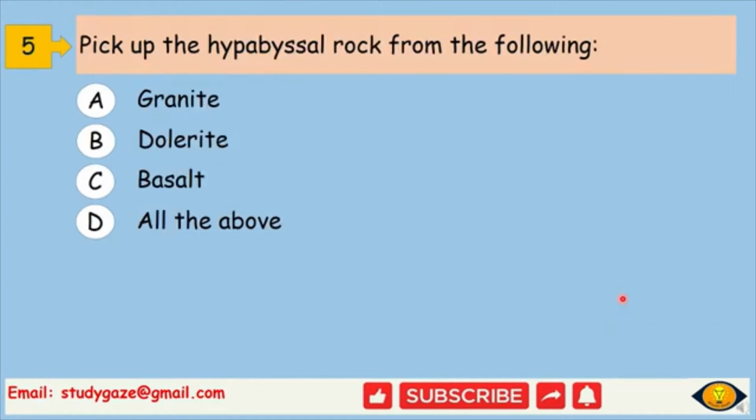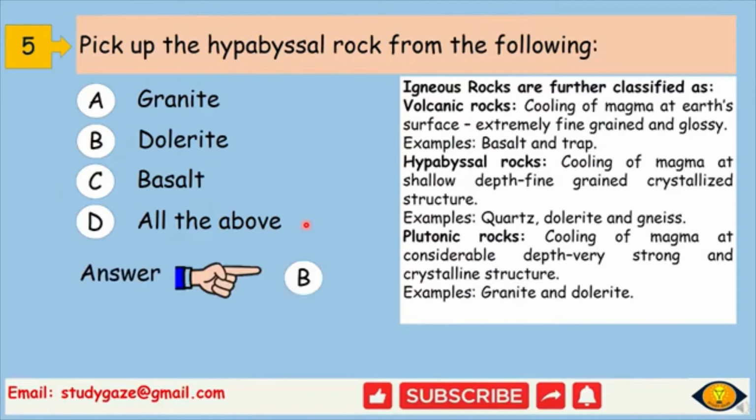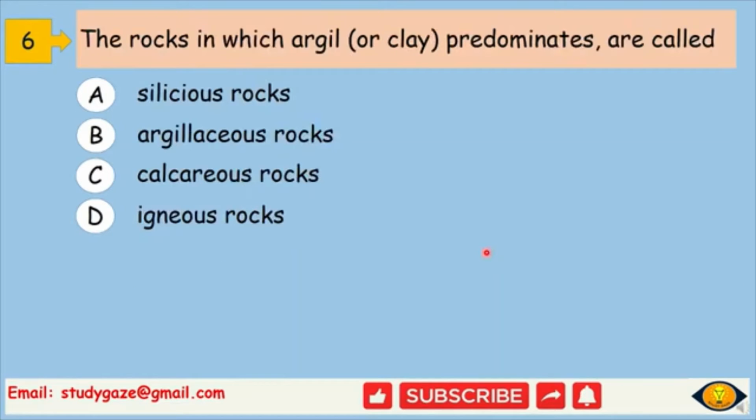5. Pick up the hyperbasalt rock from the following: granite, dolerite, basalt, all the above. The answer is dolerite because it comes under the hyperbasalt rock. Next. Number 6. The rocks in which argil or clay predominates are called: siliceous rock, argillaceous rock, calcareous rocks, igneous rocks. The answer is argillaceous rock.